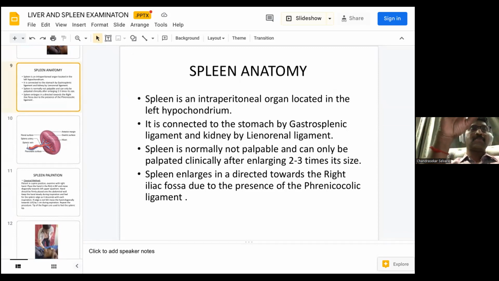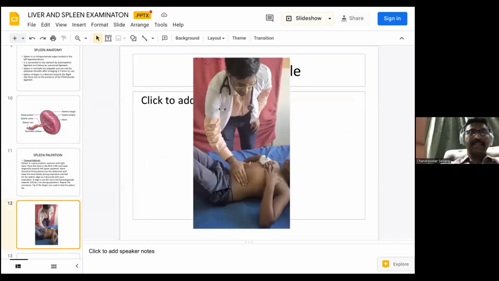The spleen also usually enlarges towards the right iliac fossa. That's why for splenic enlargement also we need to begin the examination from the right iliac fossa. That is due to the presence of the phrenicocolic and the lienorenal ligament. These two things prevent the descent of the spleen directly from the left hypochondrial region to the left iliac fossa. So it enlarges towards the right iliac fossa. That's why we need to start the examination from the right iliac fossa for the spleen.